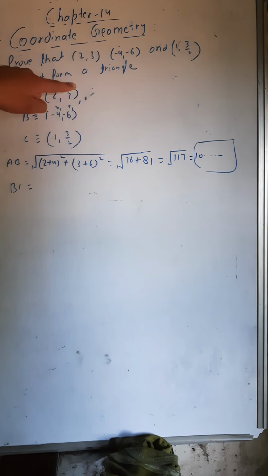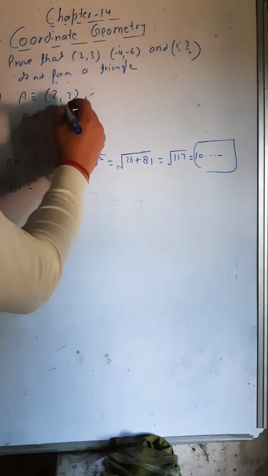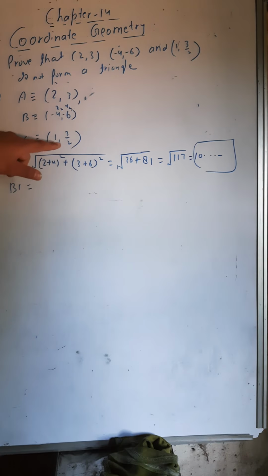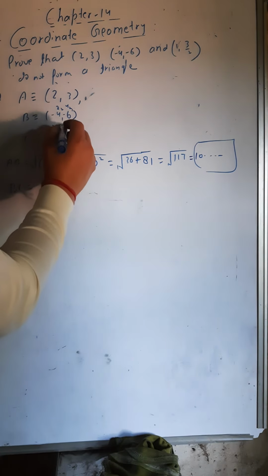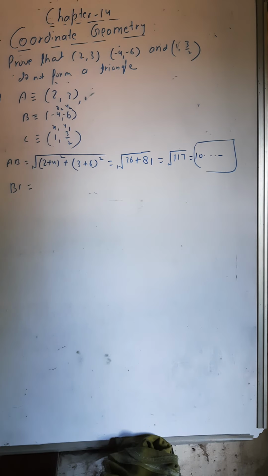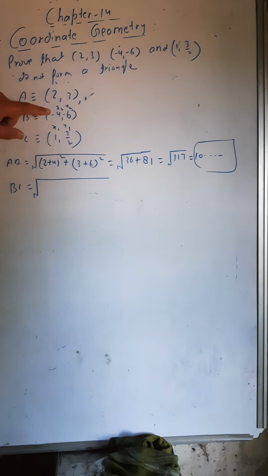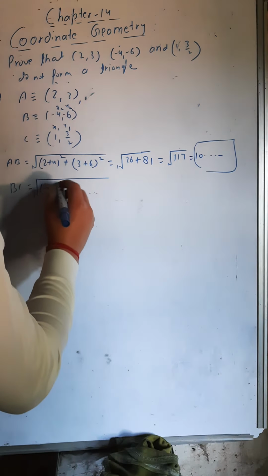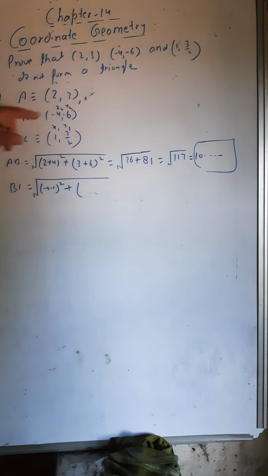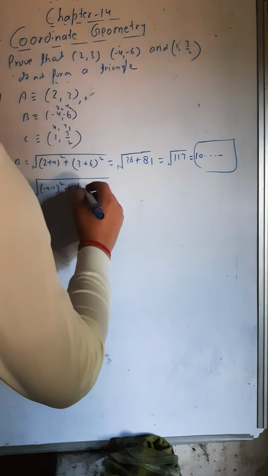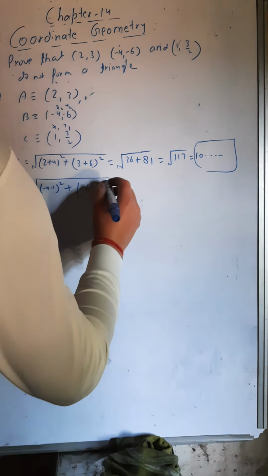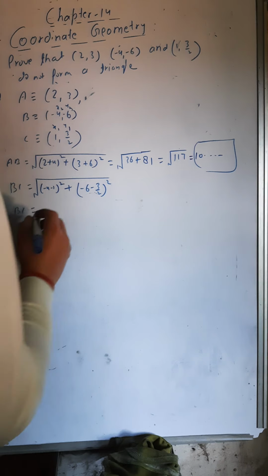For checking BC, take this as (x2, y2) and this as (x1, y1). Okay. BC: x2 minus x1 means -4 minus 1, -4 minus 1 whole square, plus -6 minus 3/2 whole square. So from here, BC will be how much?